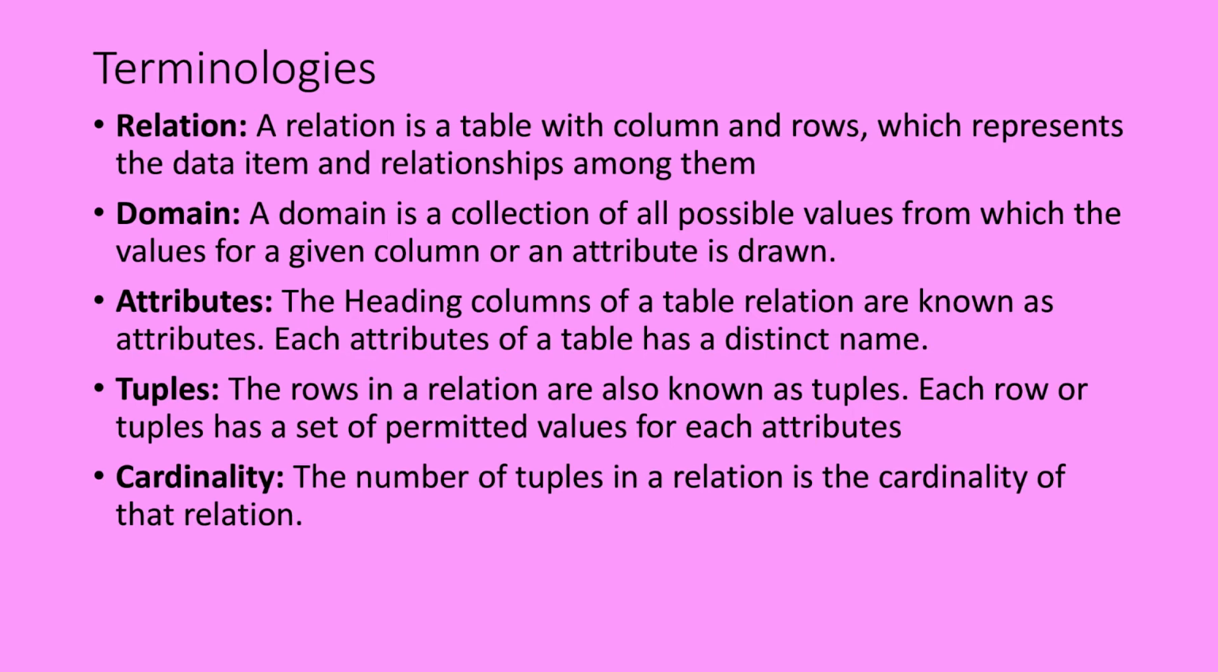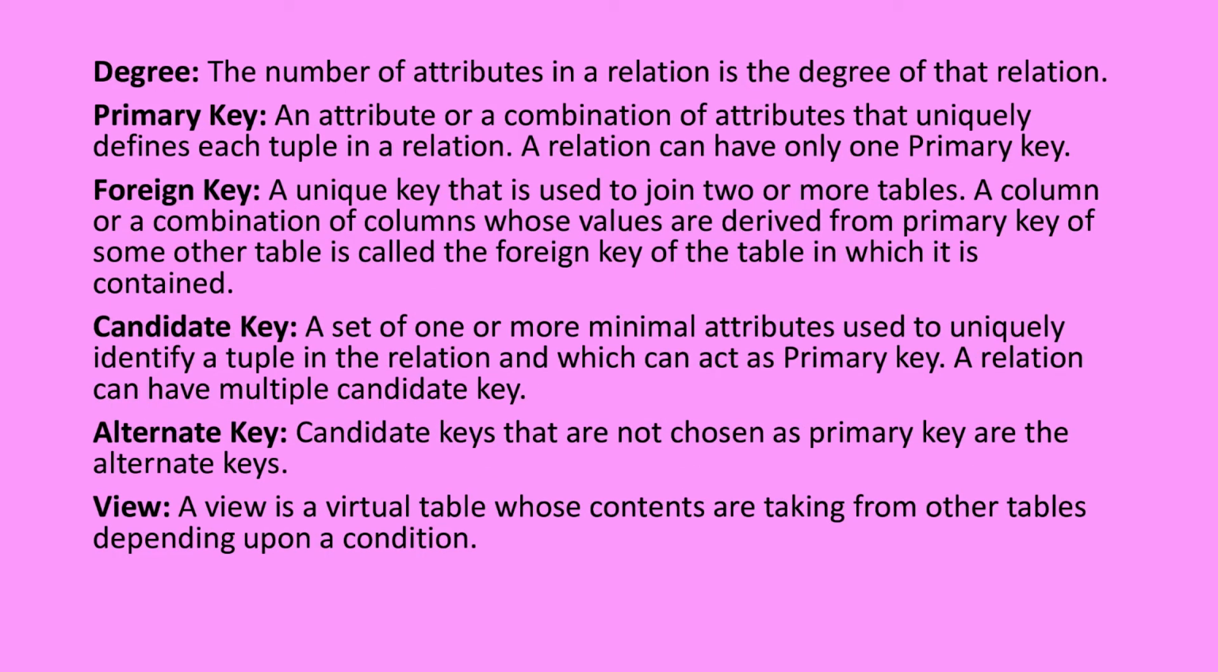Tuples. The rows in a relation are known as tuples. Each row or tuple has a set of permitted values for its attributes. Cardinality. The number of tuples in a relation is the cardinality of that relation, that is, the number of rows in a table. Next is degree. The number of attributes in a relation is the degree of that relation, that is, the number of columns in a table.